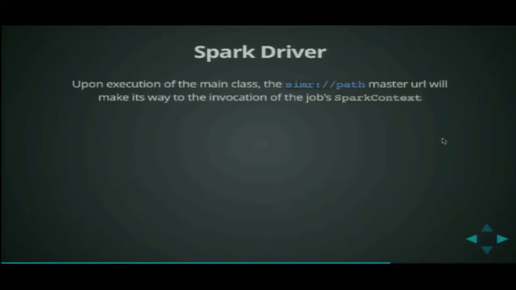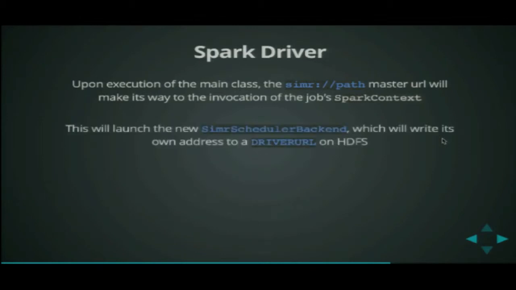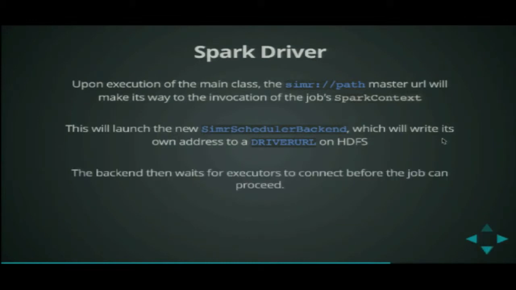So upon execution of your class, the SIMR path will make its way to the Spark context that we talked about earlier. This will launch the new backend scheduler that we wrote for SIMR that lives inside of Spark. This will write its own URL to the HDFS so that later executors are able to connect and perform whatever tasks they need to do. The backend then waits for executors to connect before the job can proceed.